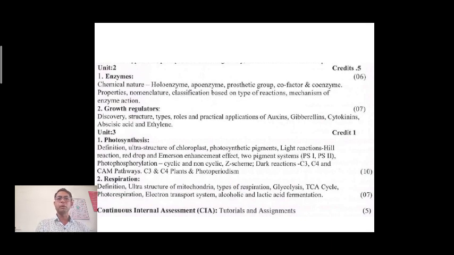Now the second part of unit number 3 includes respiration. In respiration, we are going to concentrate on definition, ultrastructure of mitochondria, types of respiration, then glycolysis, TCA cycle, then photorespiration, electron transport system, and alcoholic and lactic acid fermentation. So all these terminologies along with the cycles we are going to discuss in the second part of unit number 3.